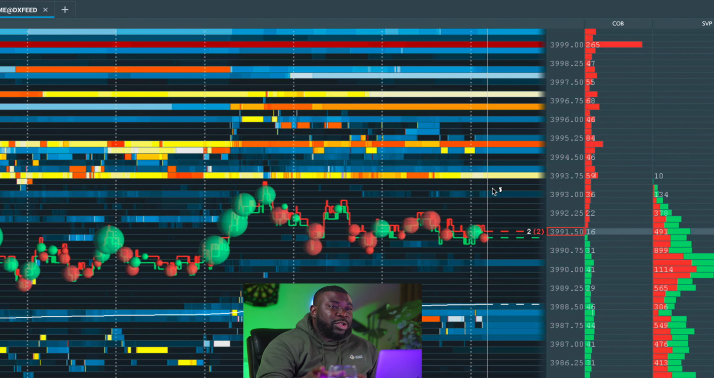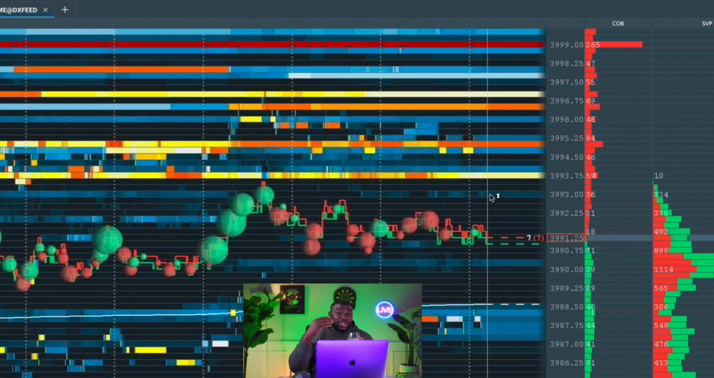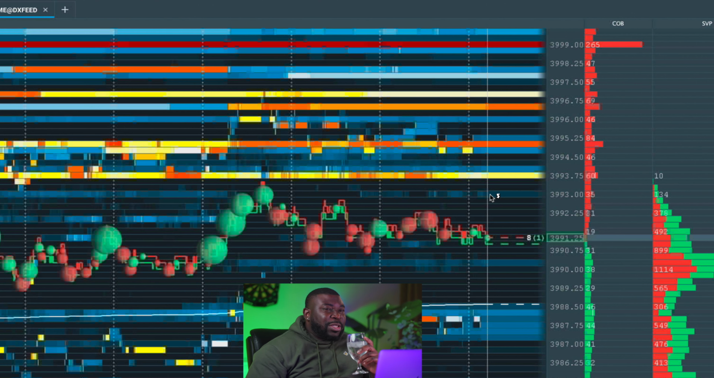It's a super ninja tool. Keep it quiet, hush hush. Most retail traders don't use it. I advise you use it in your trading and use it to take you to the next level.